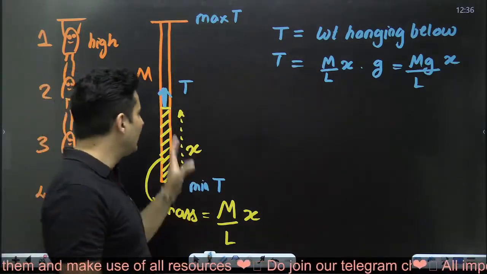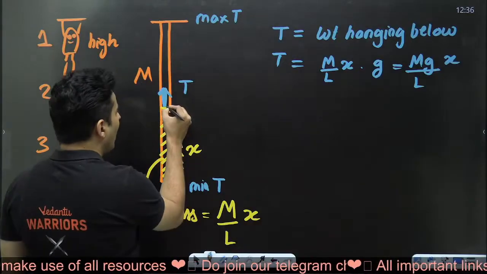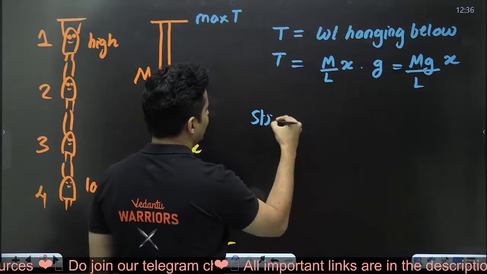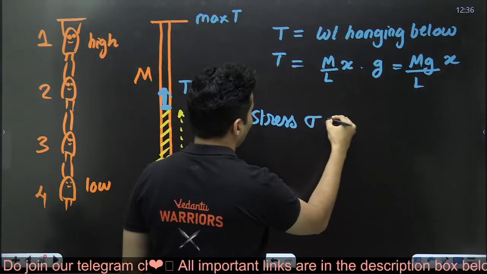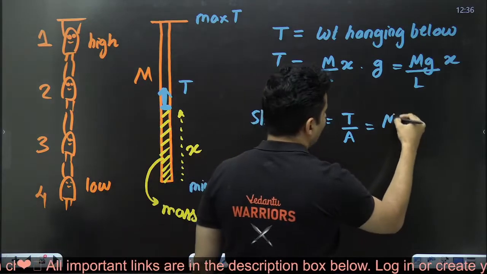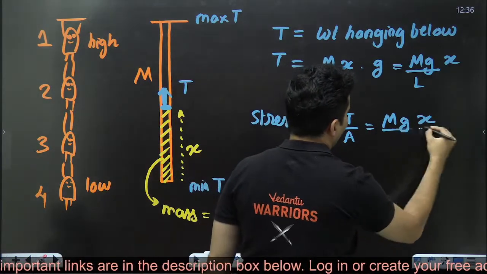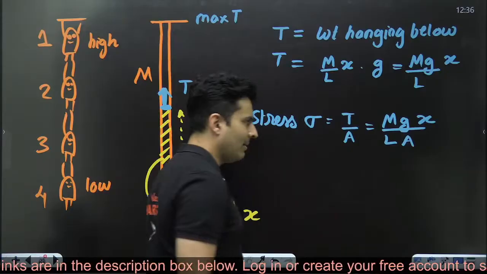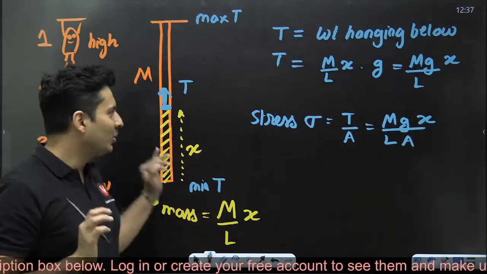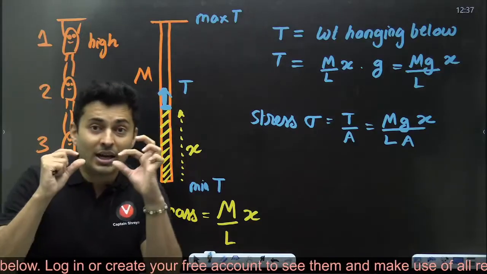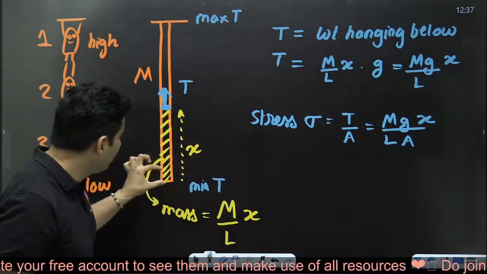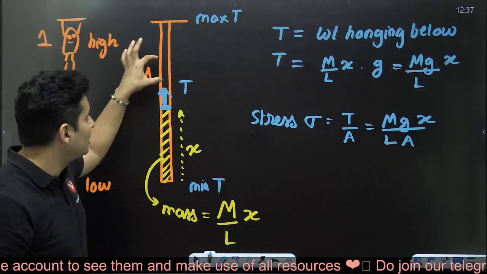Till this point, if it is clear, then we can also figure out how much is the stress developed here. The stress developed at any point, sigma, will be tension by area. So it will be mg x by L into A per unit area. So the stress is also changing, so the elongation and strain will also be different. This part will have different strain, this will have different, this will have different.